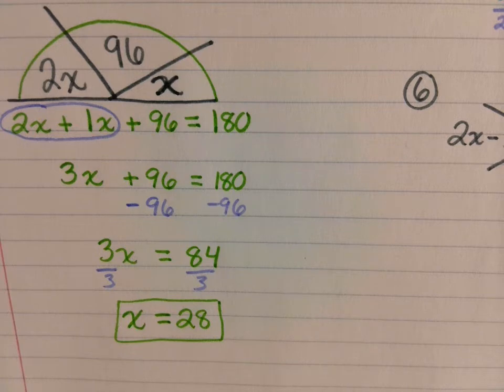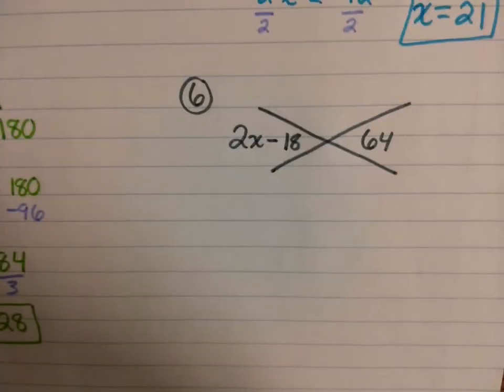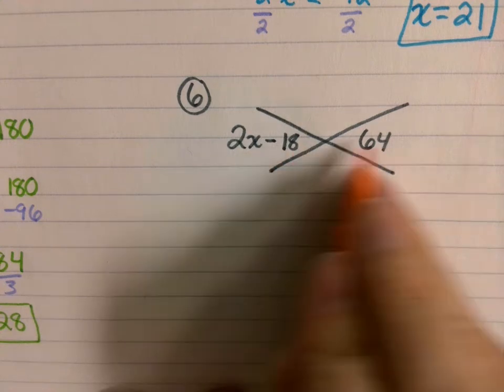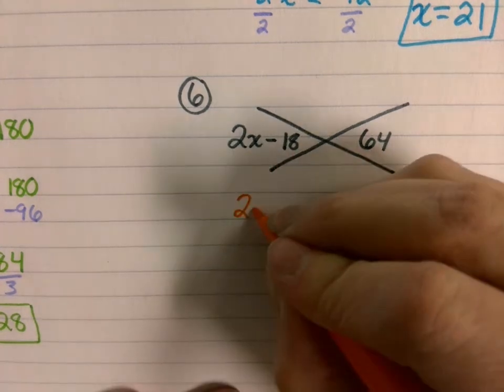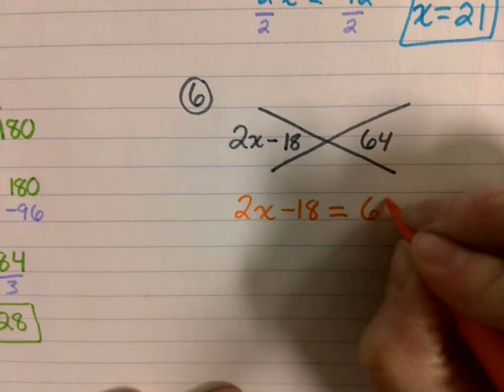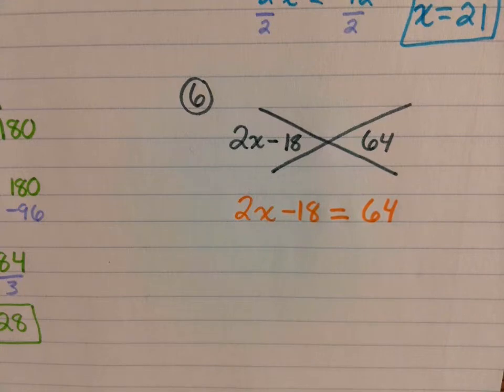Okay, let's look at our last one. Remember, these were vertical angles. Problem number 6 is vertical angles. So when we're writing it to say that they are equal to each other, this is 2x minus 18 is equal to 64. I don't have any terms that need to be combined together. There are no like terms, so we're just going to solve.